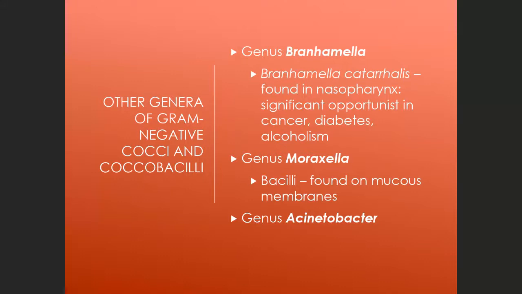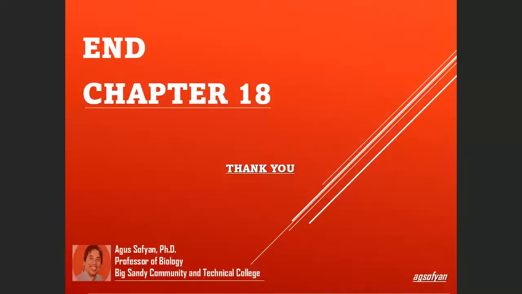The next ones are Branhamella and Moraxella, and they are mostly opportunistic bacteria that can cause disease, especially in people with a weakened immune system, and also Acinetobacter. So that's actually all of these coccus bacteria, gram-positive and gram-negative, that cause disease in humans.